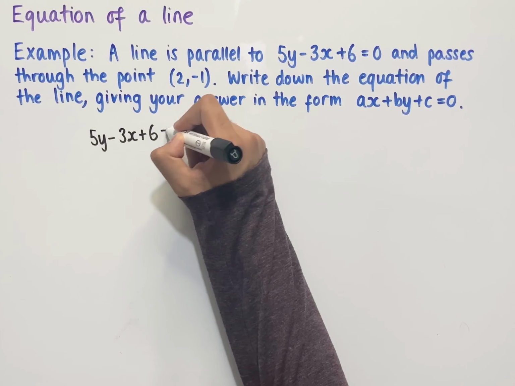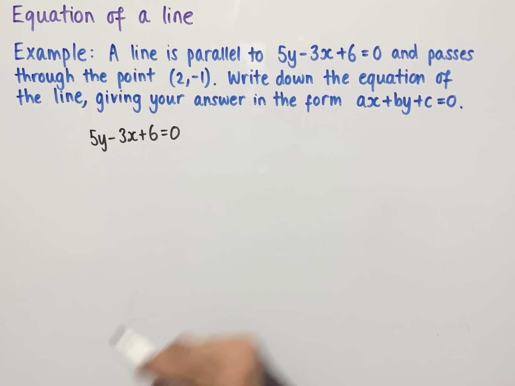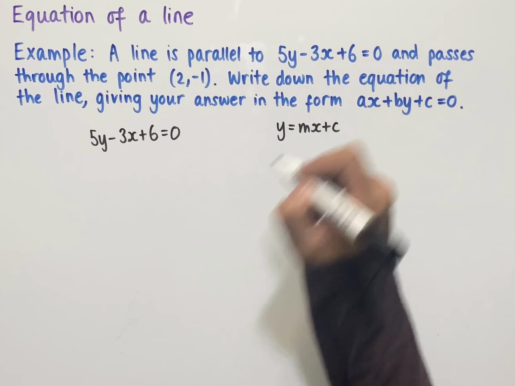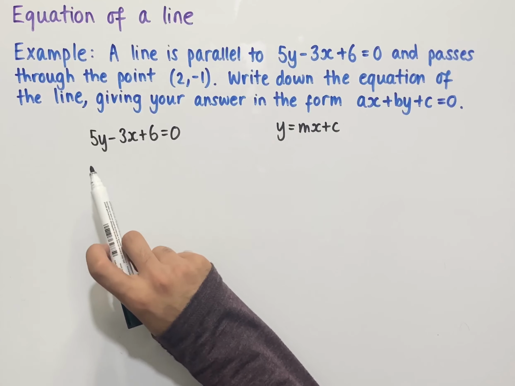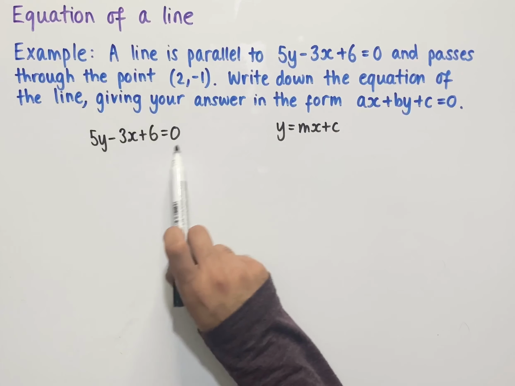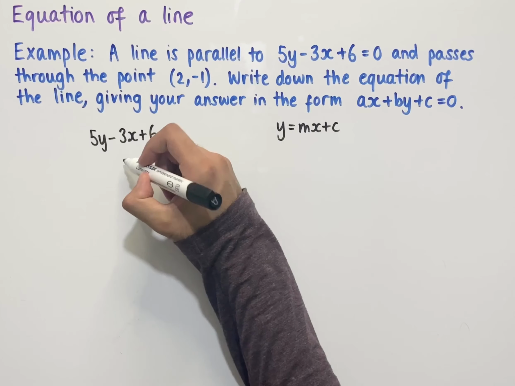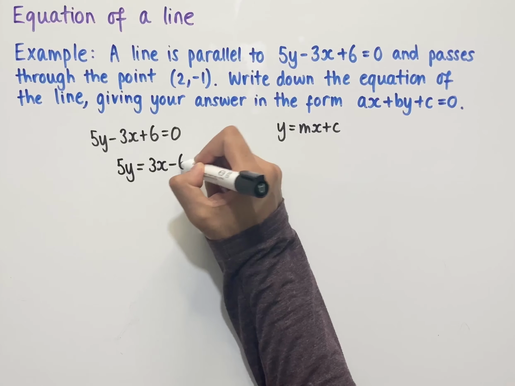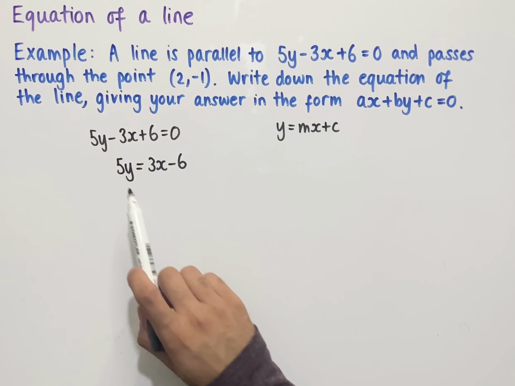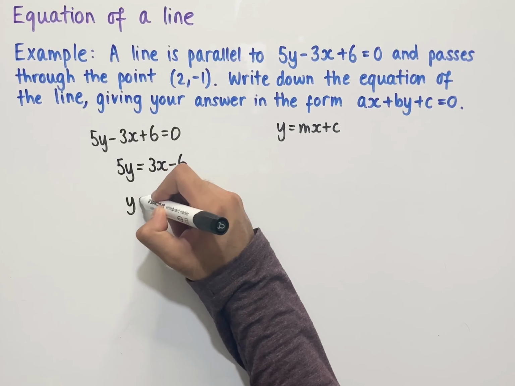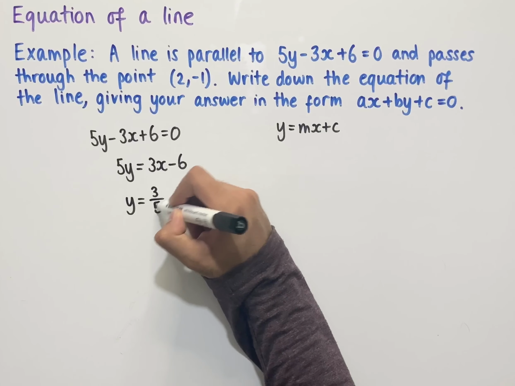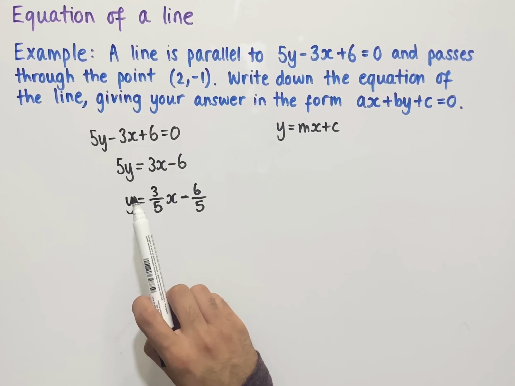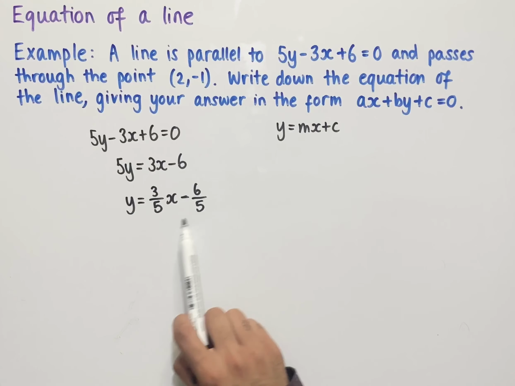And now we're going to rearrange this in the form y equals mx plus c, which is the general form of the equation of a line. And so what we do is we add 3x to both sides and take away 6 from both sides. So we end up with 5y equals 3x minus 6. And then finally divide both sides by 5 to give us y equals 3 over 5 x minus 6 over 5. And so now we have this equation in the form y equals mx plus c.